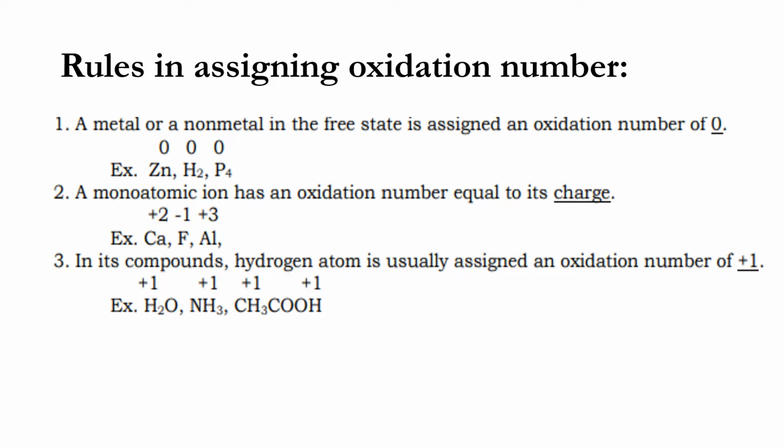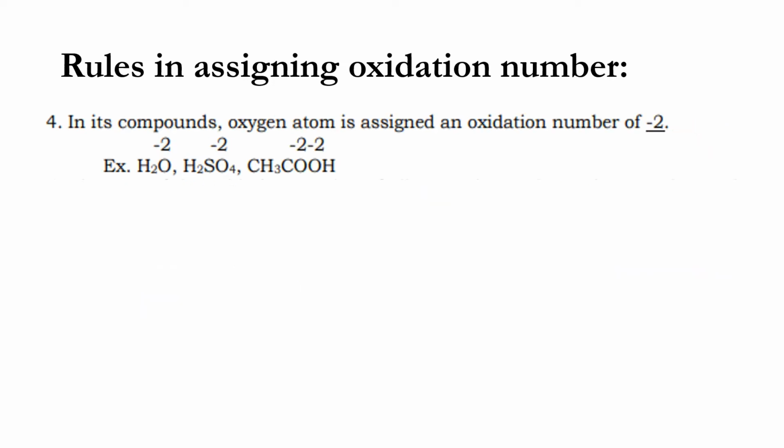Number 3, in its compounds, hydrogen atom is always assigned an oxidation number of positive 1. If in rule number 1, it says that any element or any atom of an element in its free state, uncombined, the oxidation number is 0, then in rule number 3, whenever hydrogen is combined with another atom of another element, the oxidation number is always positive 1. Like in water, its oxidation number is positive 1. In ammonia, in acetic acid, so the oxidation number of hydrogen in combined state is positive 1.